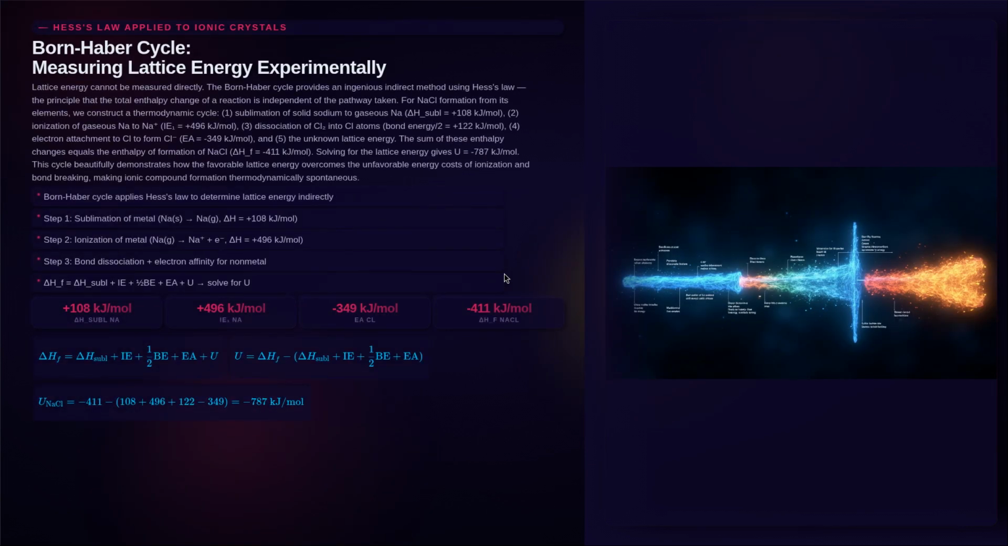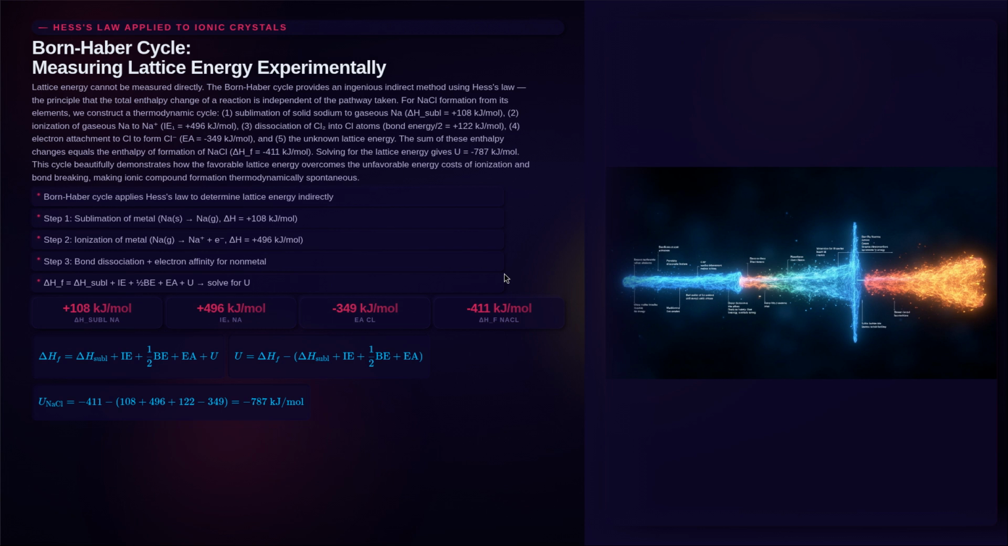Lattice energy cannot be measured directly. The Born Haber cycle provides an ingenious indirect method using Hess's law. For sodium chloride formation, we construct a thermodynamic cycle. First, sublimation of solid sodium to gaseous sodium requires +108 kilojoules per mole. Second, ionization of gaseous sodium to sodium plus requires +496 kilojoules per mole. Third, dissociation of chlorine gas into chlorine atoms requires +122 kilojoules per mole. Fourth, electron attachment to chlorine to form chloride releases -349 kilojoules per mole.